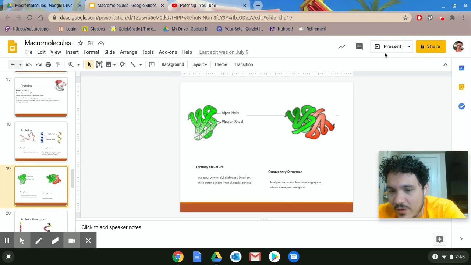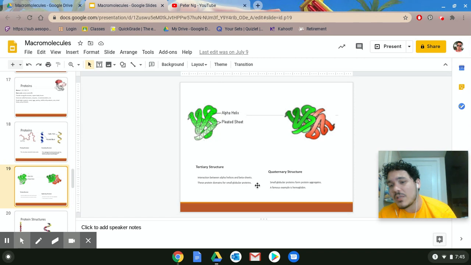For example, a famous example of a quaternary protein would be hemoglobin. We're going to learn all about that in the blood and cardiovascular system. Hemoglobin is essential for carrying iron. It is your iron carrying protein in the blood cells, more specifically red blood cells. So we'll get into that as we continue.